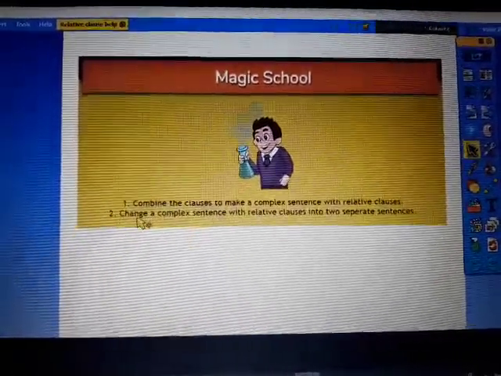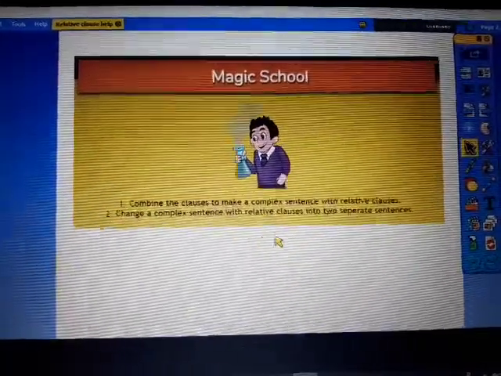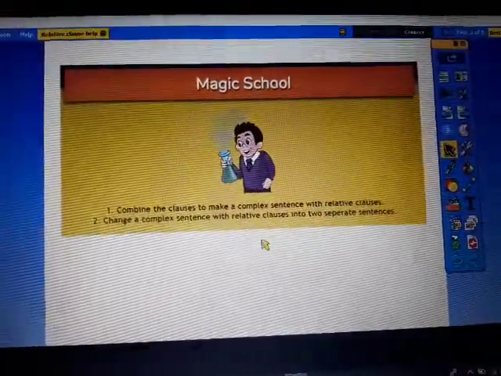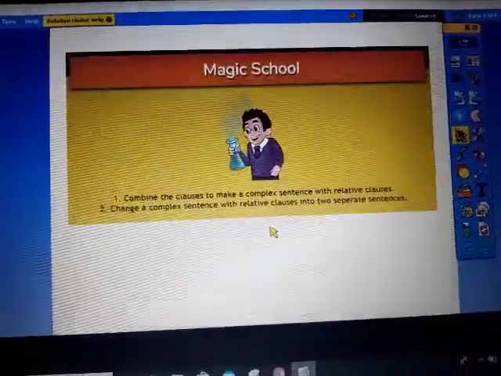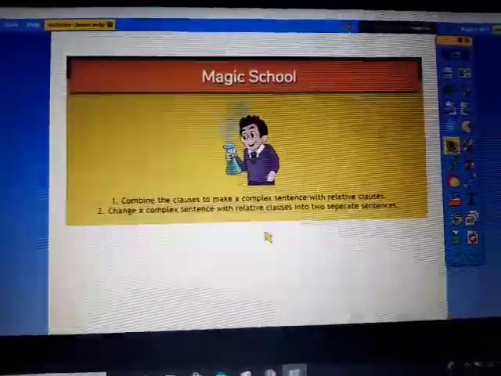It says combine the clauses to make a complex sentence with relative clauses, and to change a complex sentence with relative clauses into two separate sentences. So there's different things that you might need to do, but it's all to do with these relative clauses.